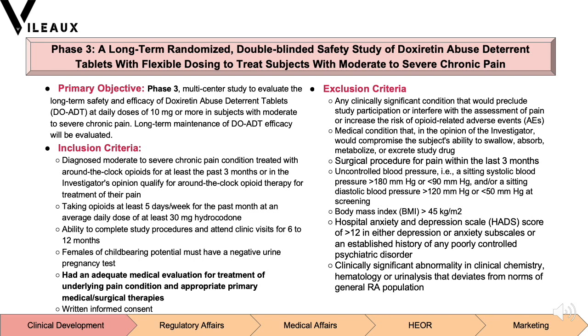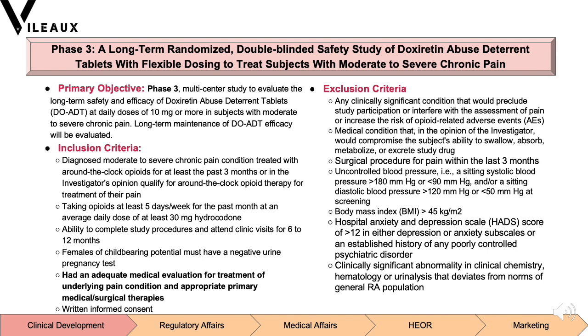Patients must have the ability to complete study procedures and attend clinical visits for 6 to 12 months. Females of childbearing potential must have a negative urine pregnancy test. Patients had to have had an adequate medical evaluation for treatment of the underlying pain condition and appropriate primary medical/surgical therapies. They must also have written informed consent.